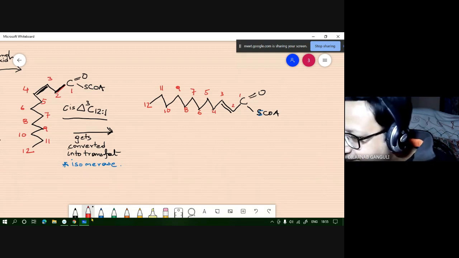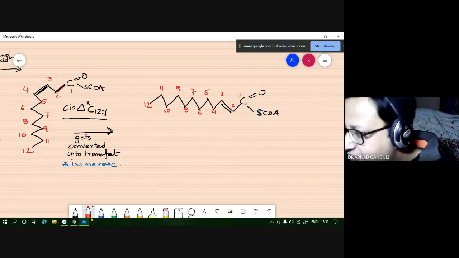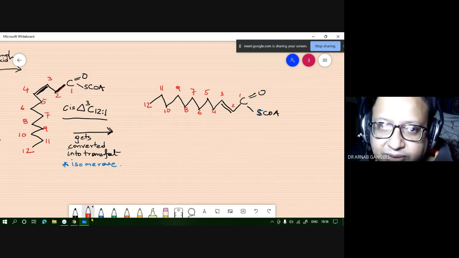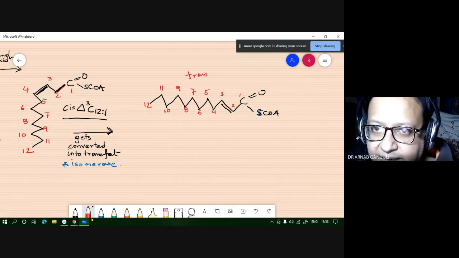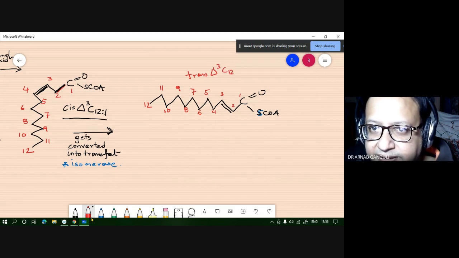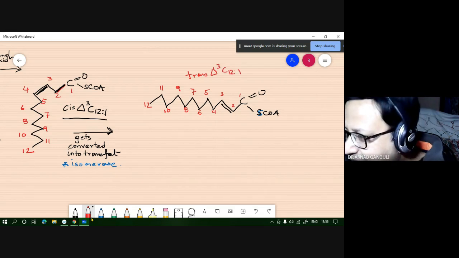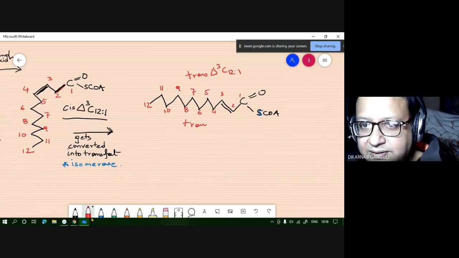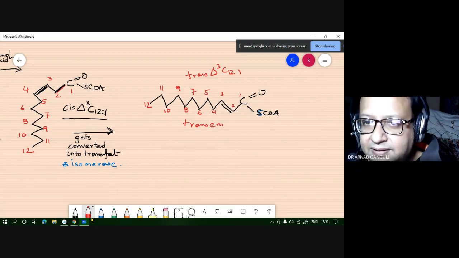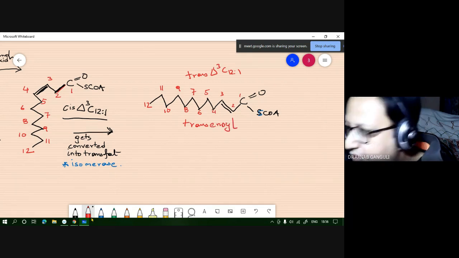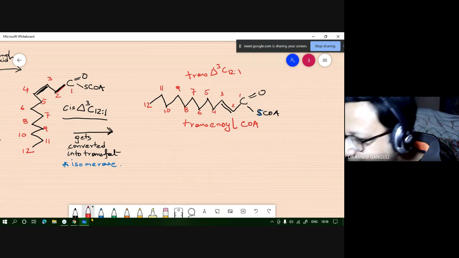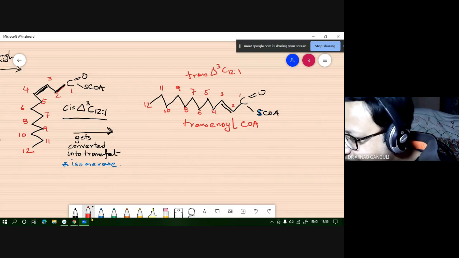So this is known as, you can name it also, essentially you can name it like a trans delta 3, same thing, C12, you can name it as trans delta 3 C12 with 1 double bond. But this type of fats are known as trans enoyl CoA. Now we go to the next, the following step.